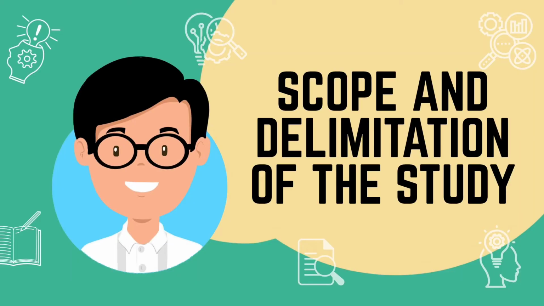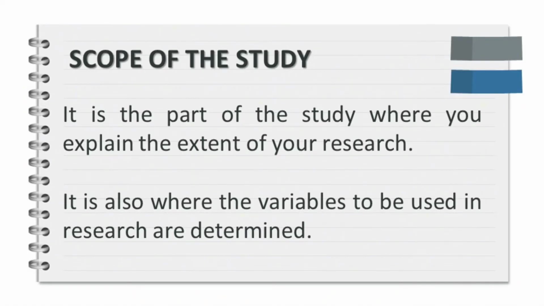In today's video, we are about to discuss the scope and the limitation. With that, let's define the scope of the study first. It is the part of the study where you explain the extent of your research. It is also where the variables to be used in research are determined. Scope of the study details what your study will explore.